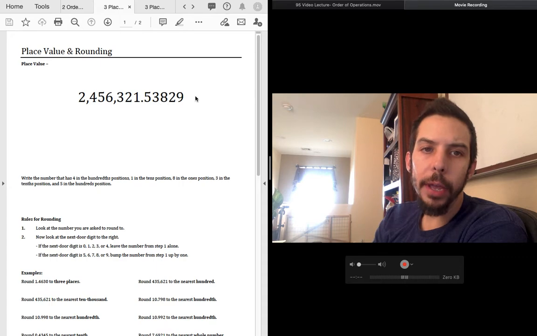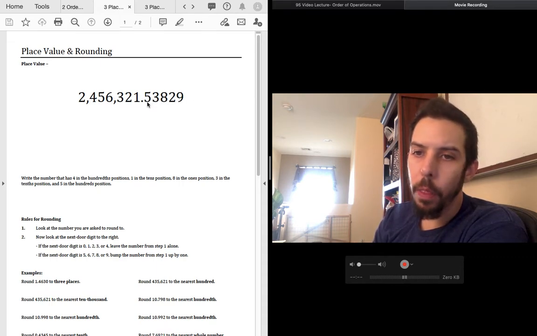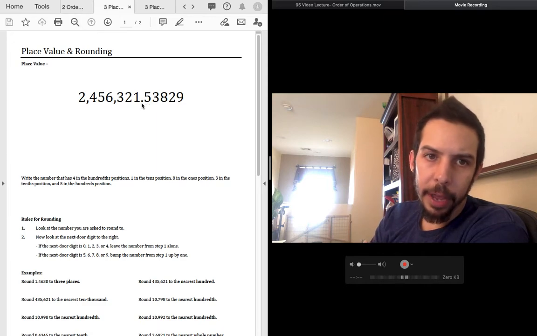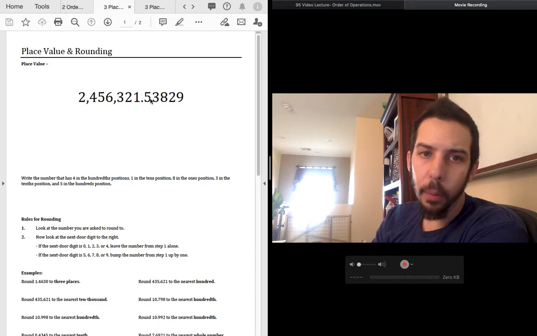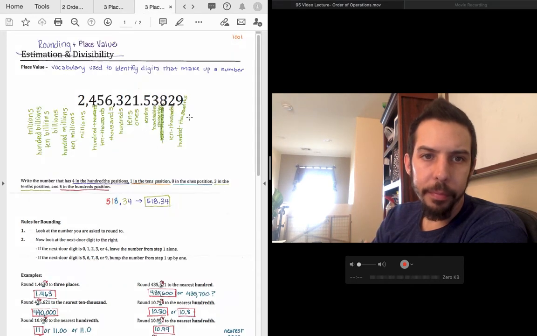And values to the right of the decimal place are the same, though they end in th. There is no ones place, by the way, because values to the right of the decimal are making up a portion of the whole. So this first value here is actually tenths, and hundredths, thousandths, and so on. I've labeled it for you here in the completed version of the notes.